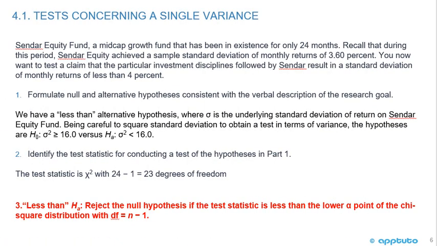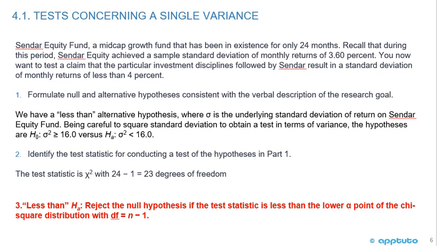So we'll start with the first part, which is to formulate the null and alternative hypothesis consistent with the verbal description of the research goal. As I had mentioned, we have a less than alternative hypothesis, where the standard deviation is the underlying standard deviation of return on Cendar equity fund. You need to be careful because these are tests concerning a single variance. So what do we need to do?